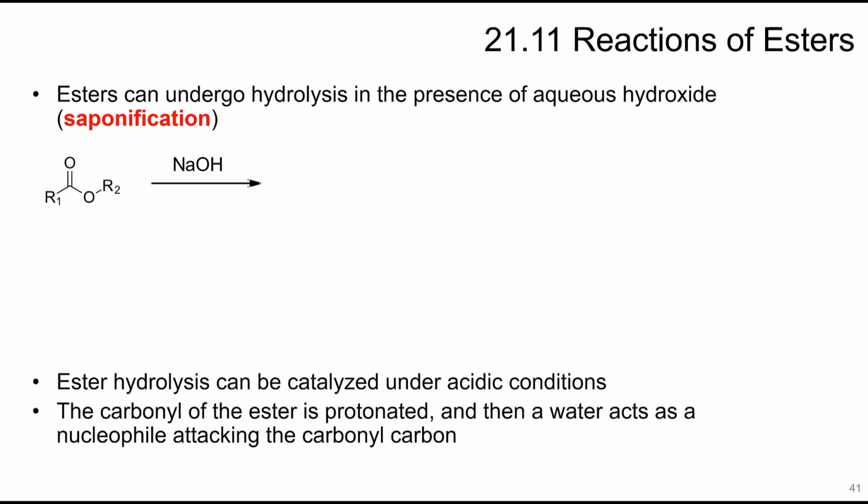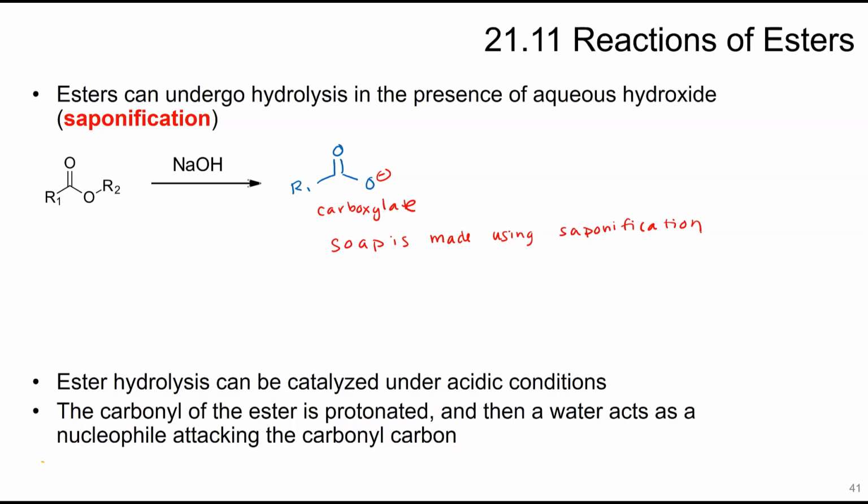Reactions that we can do with esters include saponification. That is an aqueous hydrolysis using base. And in this reaction, we form the carboxylate. This is how soap is made. Okay, so ester hydrolysis can also be done under acidic conditions.